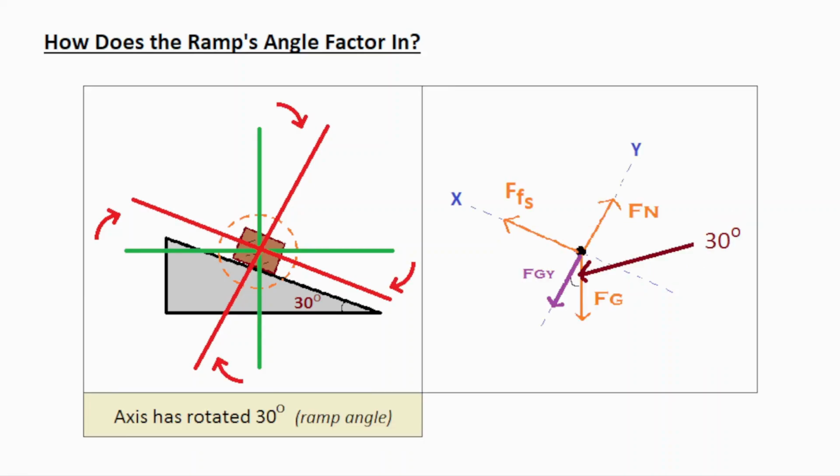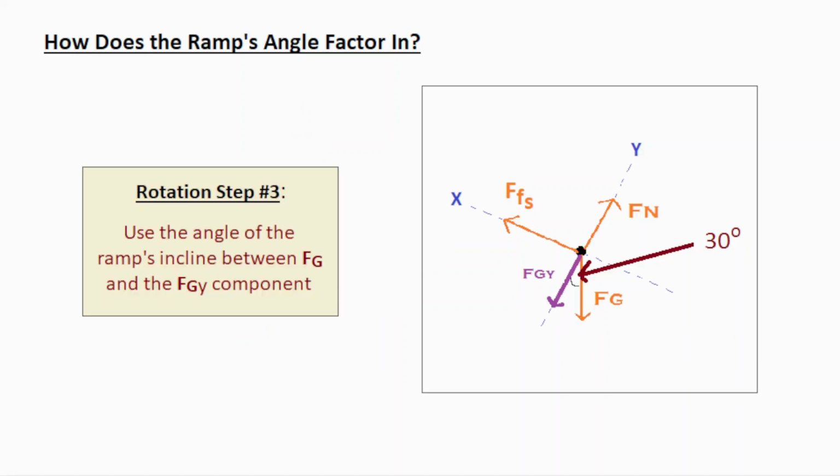Comparing this against our force diagram, the force of gravity downward is a lot like this green axis line, and the force of gravity y component is a lot like this red axis line. If it's 30 degrees between these on the left, then it would also be concluded to be 30 degrees between the force of gravity and the gravity y component. So now we can talk through rotation step number 3.